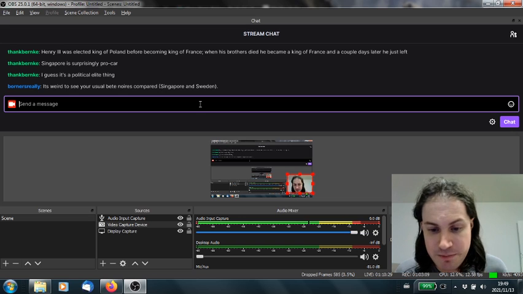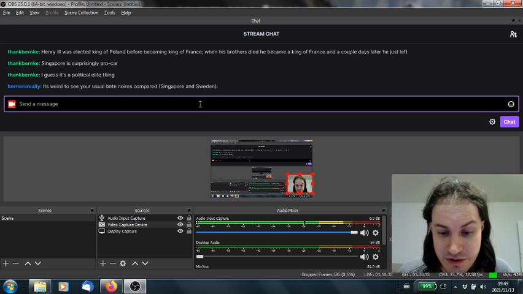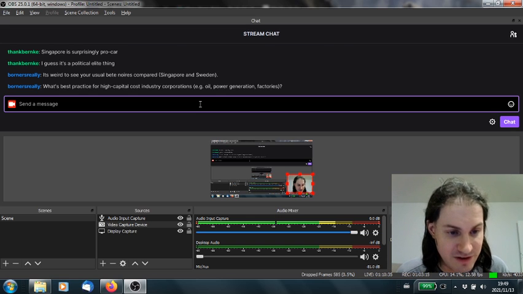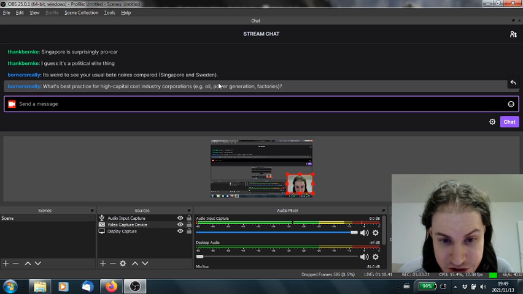This is very attractive if you like privatizing the state, because it means that you don't need as much oversight. Design bid build works really well when you have inside oversight. What's best practice for high capital cost industry corporations? I don't know.